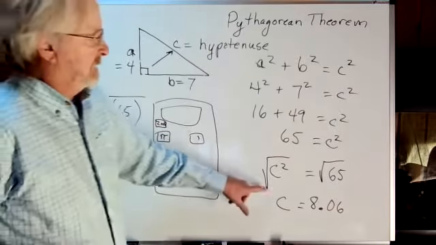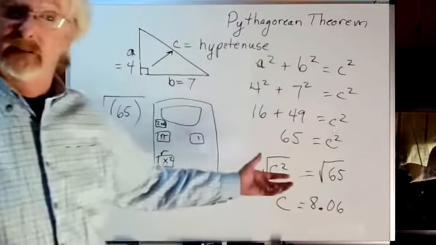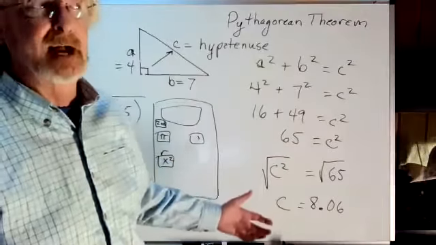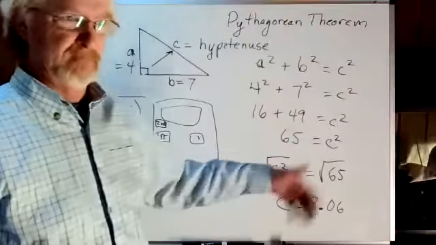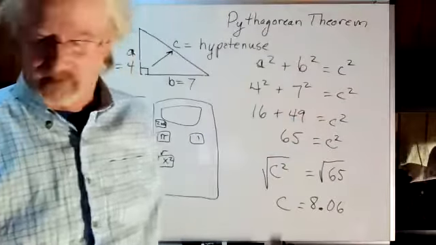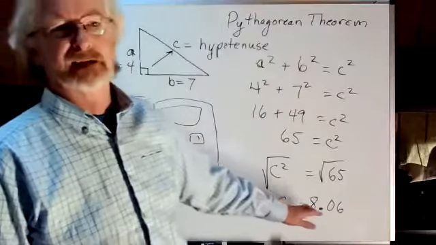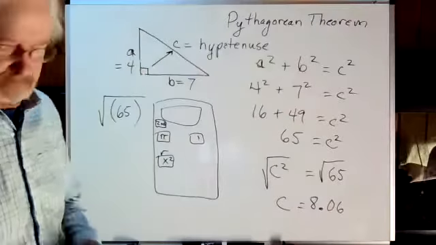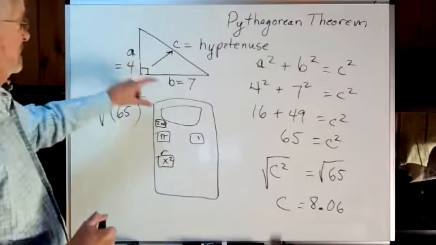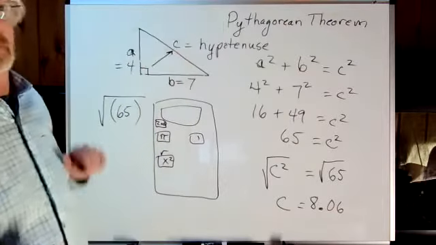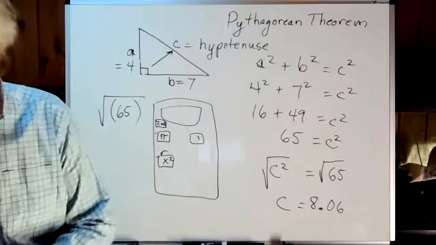So it wasn't an exact value. In fact, it's likely to be an irrational value. That decimal probably goes on and on and on forever. We have to agree to round it off someplace. But that means 4, 7, and a little more than 8 are the sides in that triangle.